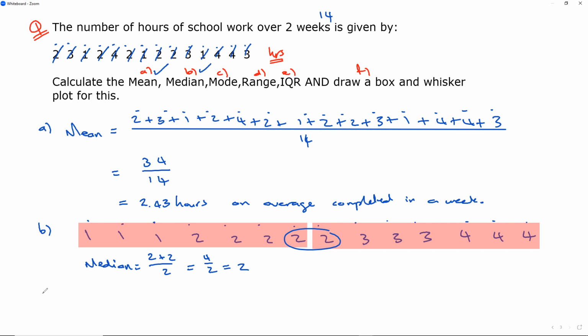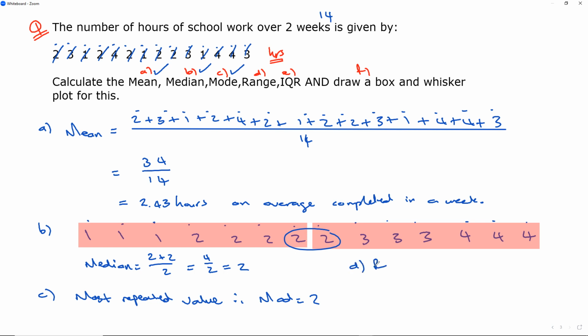The mode is the most frequent number, the most repeated value. I can see we have mostly 2s, which is repeated. So the most repeated value would be 2. Therefore, mode is going to be equal to 2. And I'm not done with mode.